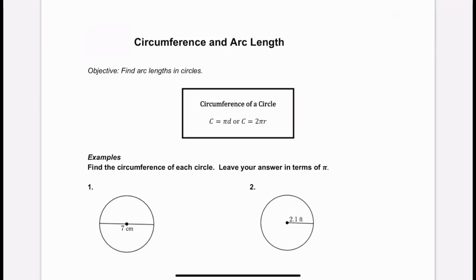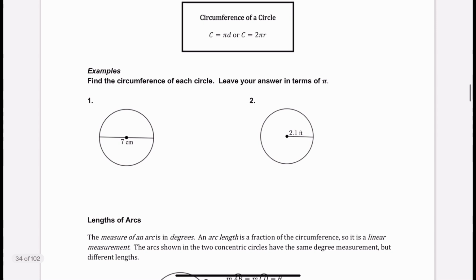We're looking at circumference and arc length in circles. Whenever we have the circumference of a circle, our equation is always pi times the diameter, or you can take the radius, multiply it by 2 to get the diameter, and then times it by pi. So you can either use pi times diameter or 2 times pi times r. I usually just go with the first one and just say pi times diameter and figure it out.